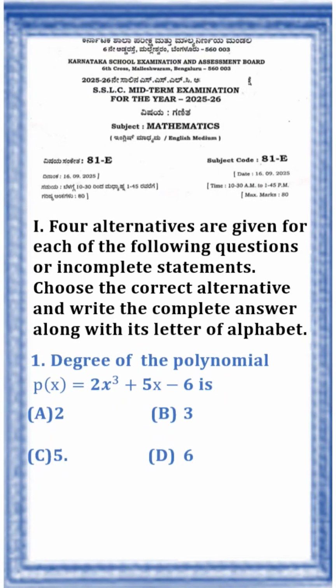In this video, I am going to solve the MCQs of SSLC midterm examination question paper 2025-26. The first question is: degree of the polynomial p of x is equal to 2x cube plus 5x minus 6 is. Four options are given. We have to choose the correct one. The question is taken from the chapter polynomial.